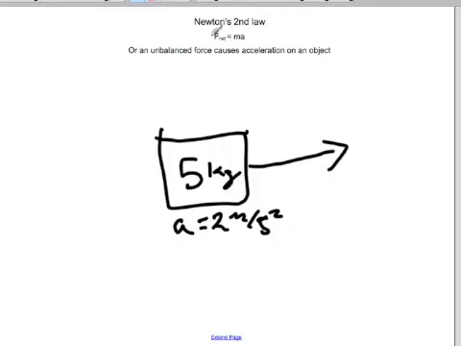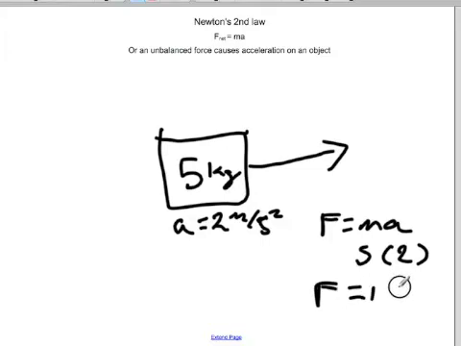I could take that equation right up here, F net equals ma. I could say F equals ma. I know that my m is 5 and my a is 2. Well, 5 times 2 is 10, so F equals 10. See, it's really easy to do this in a step-by-step process. I can see the box, I can see the force arrow, I can see the acceleration. So this works very well for still images.